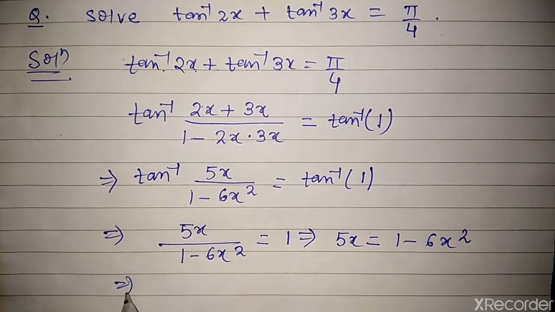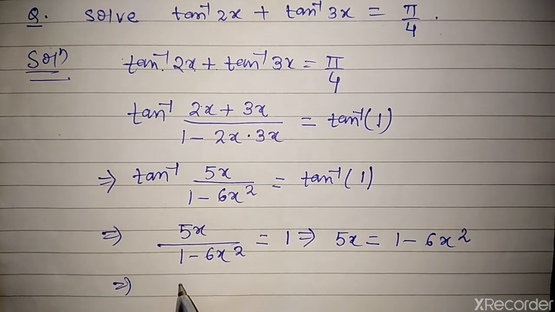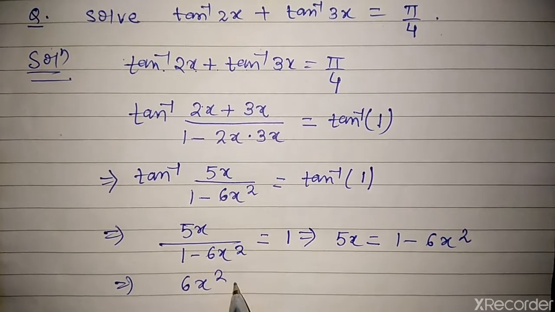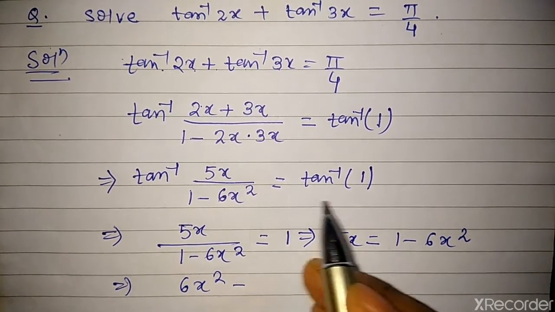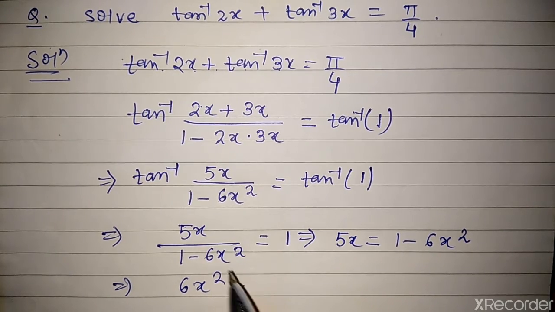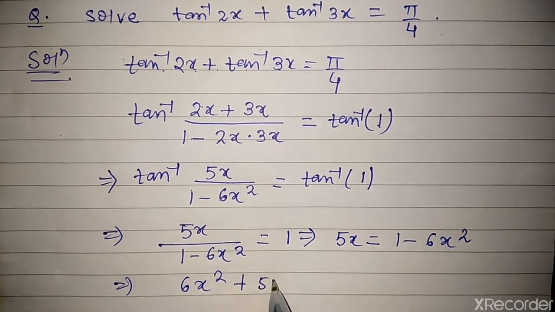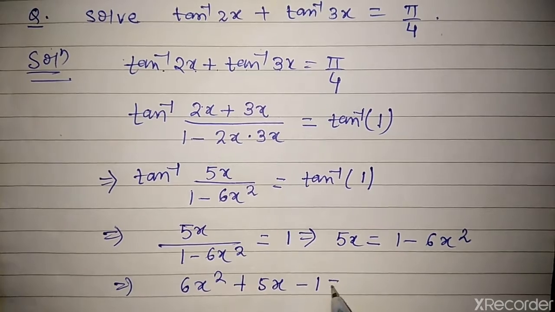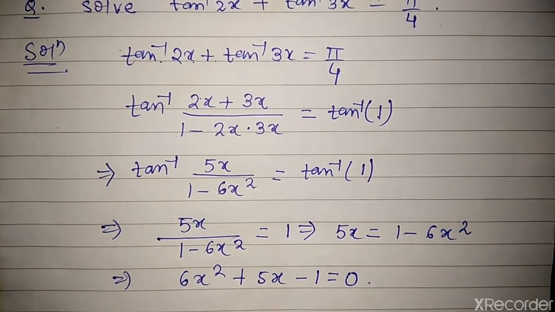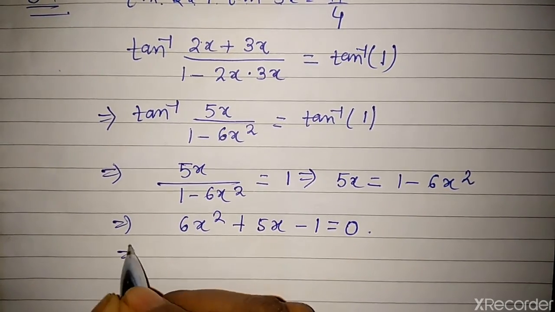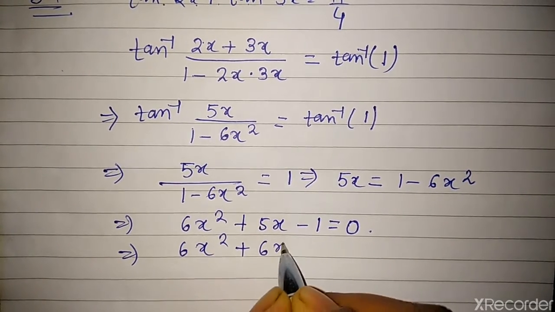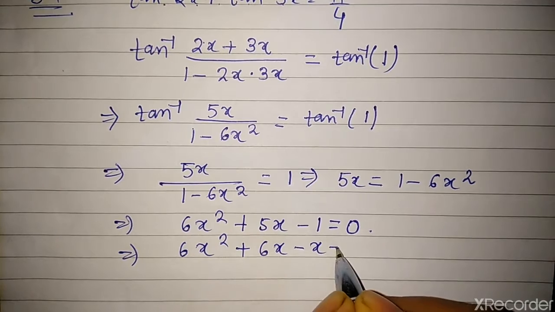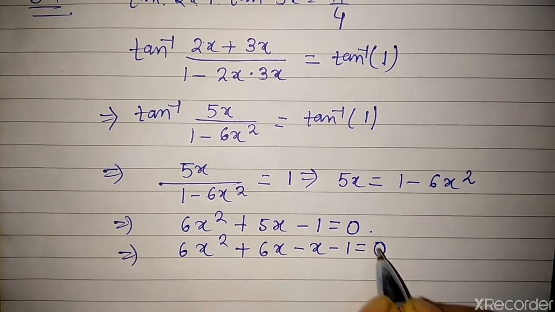Now by simplifying this value, we have taken the 6x squared on the left hand side, so 6x squared gets the plus sign. So 6x squared plus 5x minus 1 equal to 0. Now we factorize this function. So what we get here is 6x squared plus 6x minus x minus 1 equal to 0.